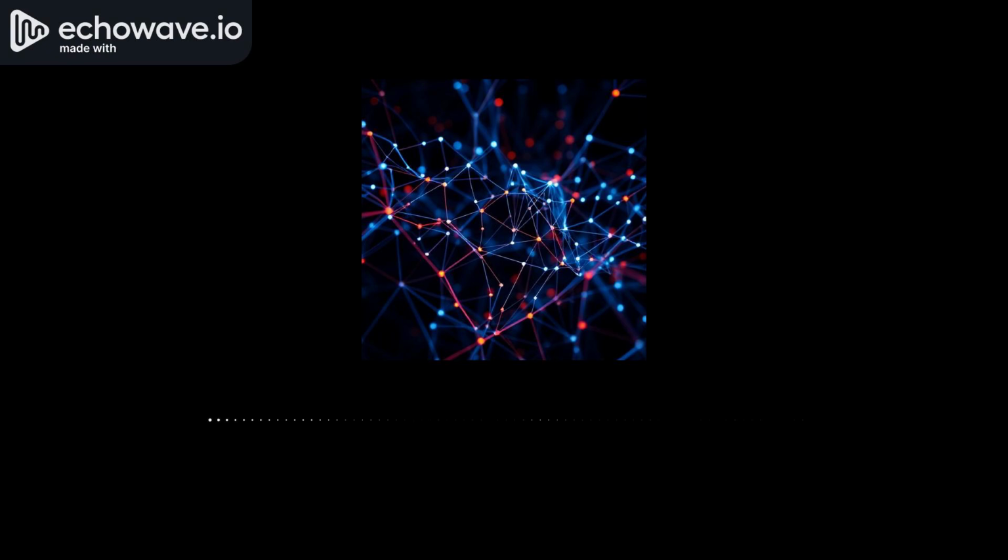Neural networks are at the heart of many modern technologies, from voice assistants to image recognition. But what exactly are they? At their core, neural networks are inspired by the human brain. They consist of layers of interconnected nodes called neurons, which process and pass information forward to solve complex problems.